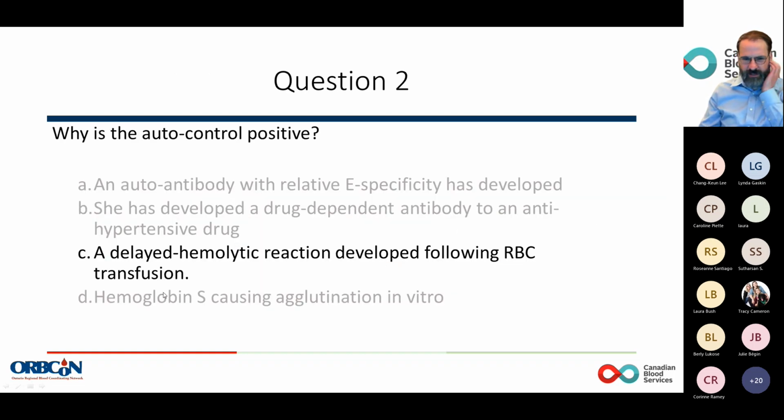And then hemoglobin S causing agglutination in vitro, that's not really something that we see as a problem with hemoglobin S. It doesn't cause the sickling, but doesn't cause the agglutination to happen in vitro in the samples. So option C being the best answer there.